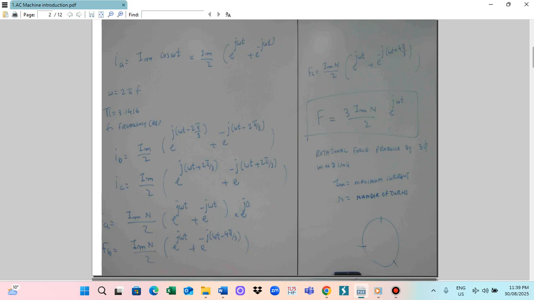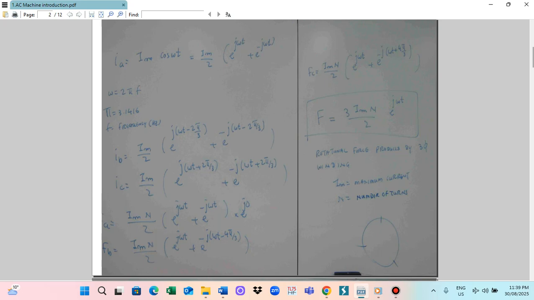So in summary, we can write the magnetizing force F is equal to 3 I_m N by 2 into e power j omega t. I_m is the maximum current and N is the number of turns. This can be produced by this AC machine.